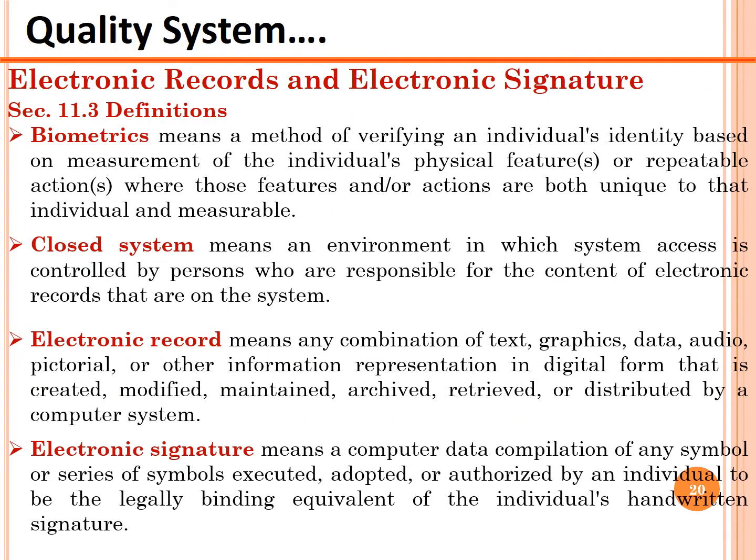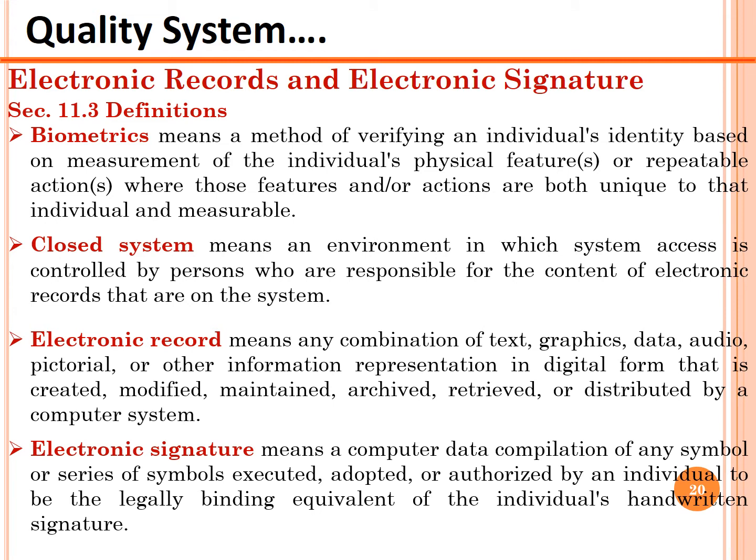Electronic records and electronic signature. Sec. 11.3 Definitions. Biometrics means a method of verifying an individual's identity based on measurement of the individual's physical features or repeatable actions where those features and/or actions are both unique to that individual and measurable. Closed system means an environment in which system access is controlled by persons who are responsible for the content of electronic records that are on the system.